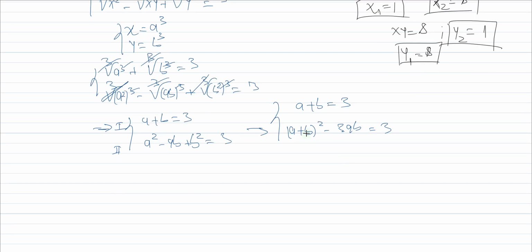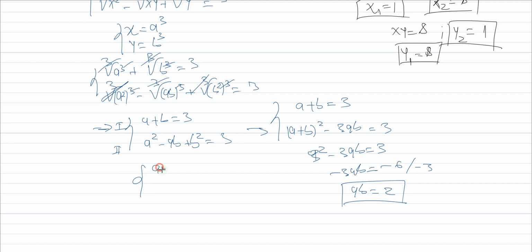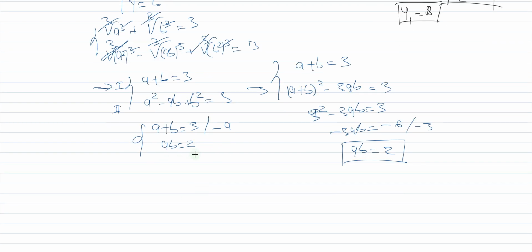So actually replacing this value here, we're going to have 3 squared minus 3ab is equal to 3. So minus 3ab is going to be equal to 3 minus 9, which is minus 6. I'm going to divide by minus 3, and I'm going to have ab is equal to 2. Okay, so now we have this simple system, which is a plus b is equal to 3 and ab is equal to 2. I multiply by minus a.